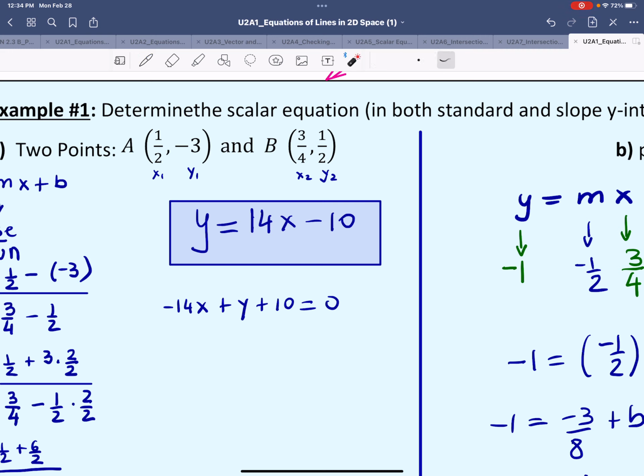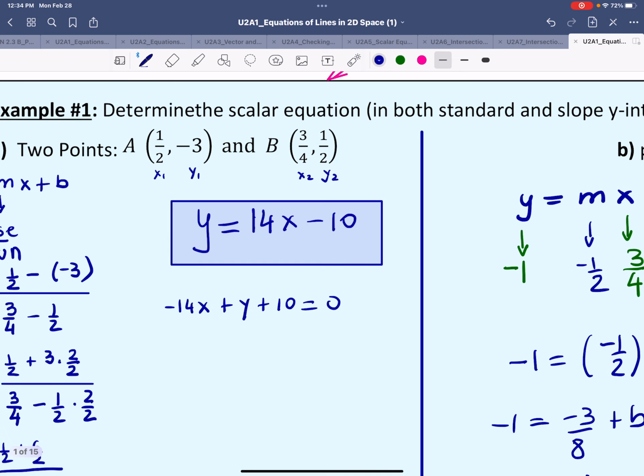And we can do this by either dividing by negative 1 or multiplying by negative 1 every term in the equation, or simply switch the signs of every term. So negative 14x turns into 14x, positive y into negative y, positive 10 into negative 10 equals 0, and voila, this is the equation of the line in standard form.